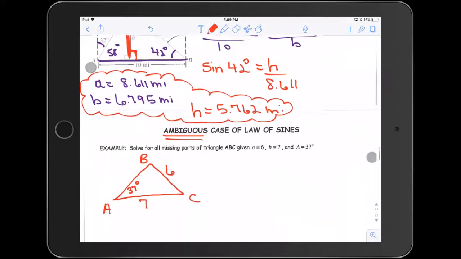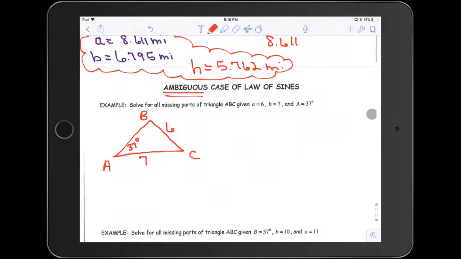Well, with the ambiguous case of law of sines, you actually are given enough information to solve it, but what's happening is you're narrowing down the solution to 2 possibilities. So think about the word ambiguous in general. If a person's being ambiguous, they're not necessarily giving you all the information to come up with a clear, defined answer to whatever.